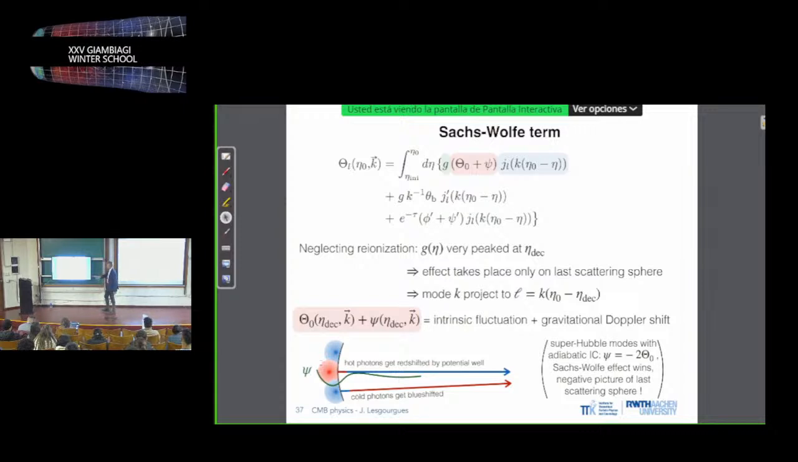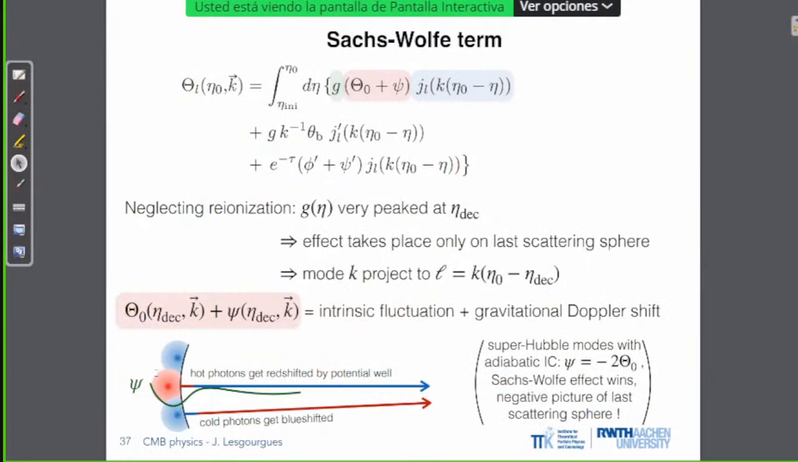And if you come back to this relation, you find that they tell you that psi is equal to -2 theta 0 on super Hubble scales, which means that in absolute values, this term wins. And so this term is going to reverse completely the situation. The hot photon will become a cold one, the cold photon will become a hot one. And so on large scales, we will get a negative image of the CMB. What appears as a blue or cold region is in fact an overdensity and vice versa.